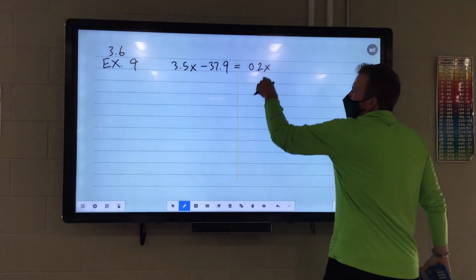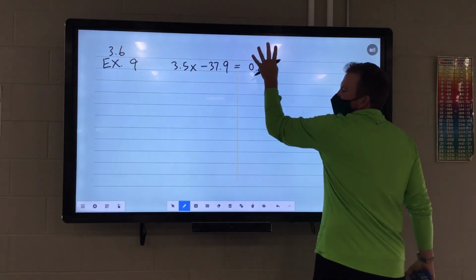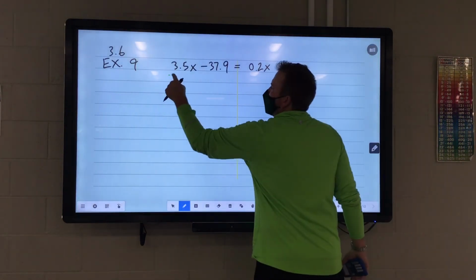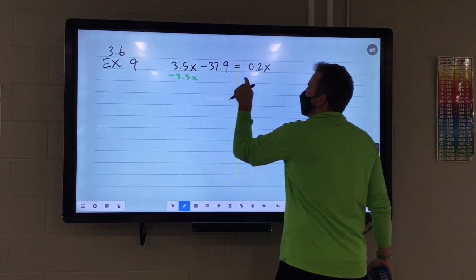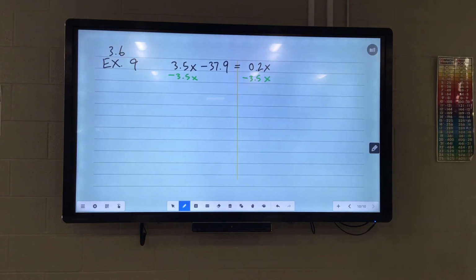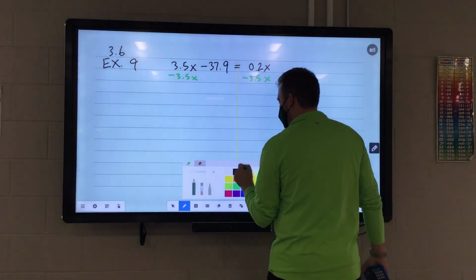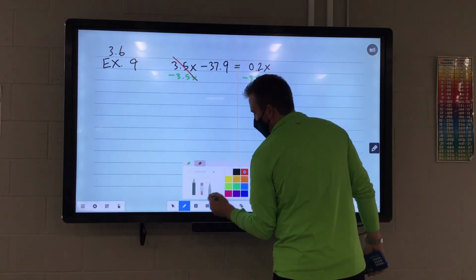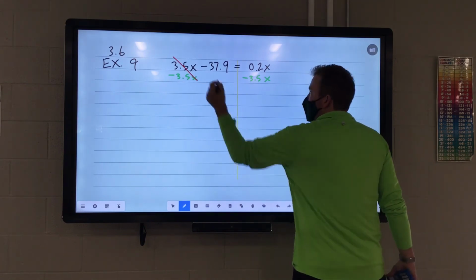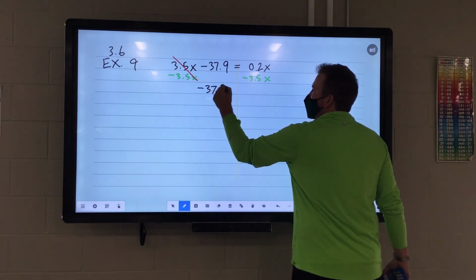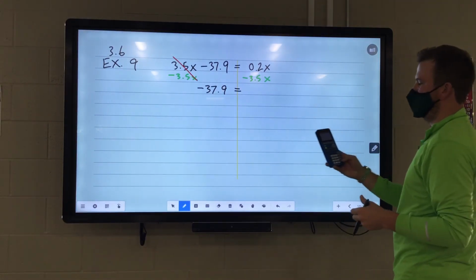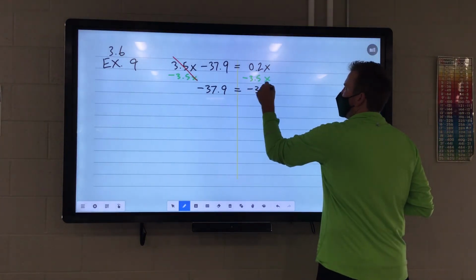Now, if I move this 0.2x over to this side, I'm going to be left with nothing on the right side of the equation. So what I think I'm going to do instead, I'm going to subtract 3.5x from both sides. And here's what that does. That's going to cancel out that x term on the left side of the equation, leaving me with just that. Now be careful here, carry that negative down with it. So it's going to be negative 37.9. And then 0.2 minus 3.5 is negative 3.3x.